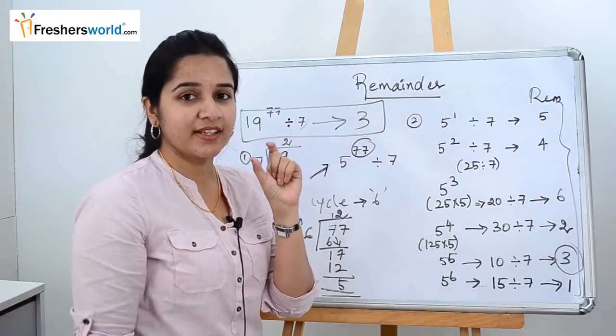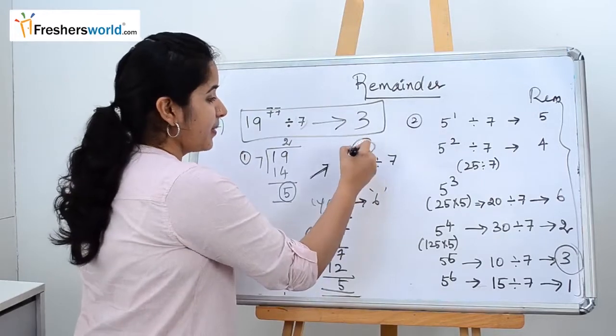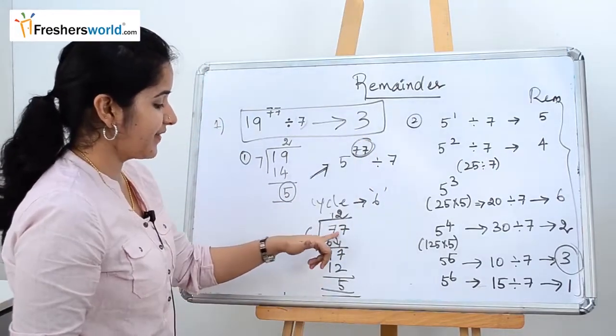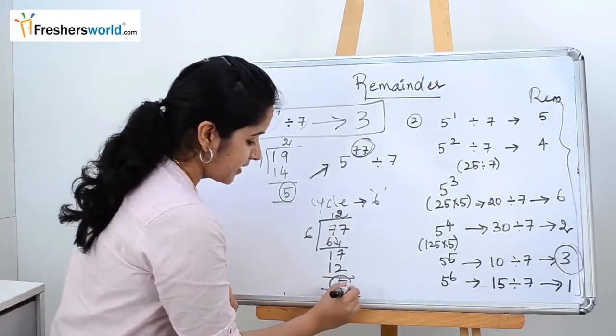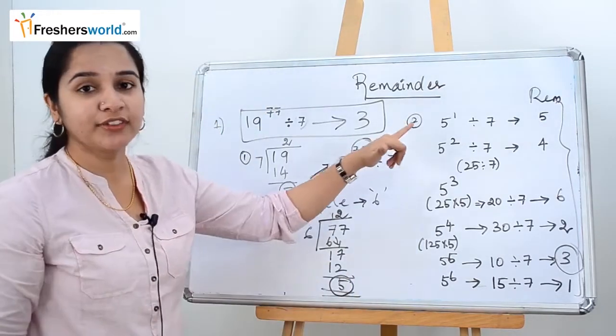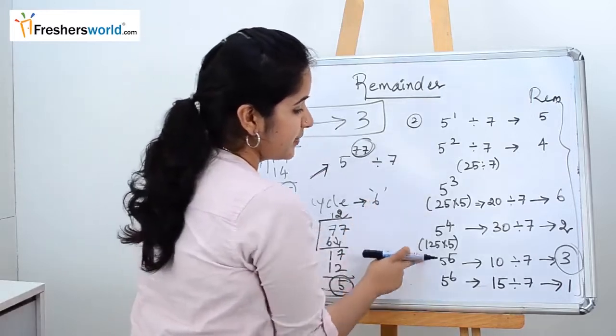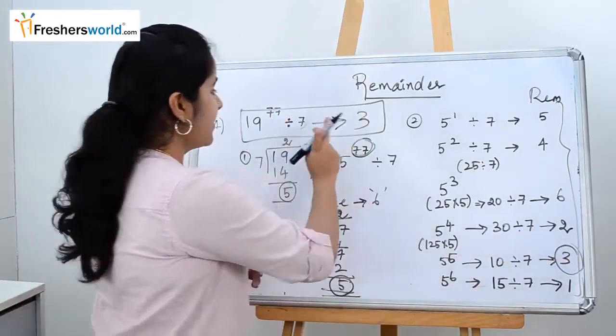Now we are taking the cycle 6 and dividing the power. 77 divided by 6, the overall remainder is 5. This is your fifth term in this cycle. The fifth term is 3. So 3 will be the remainder of this sum.